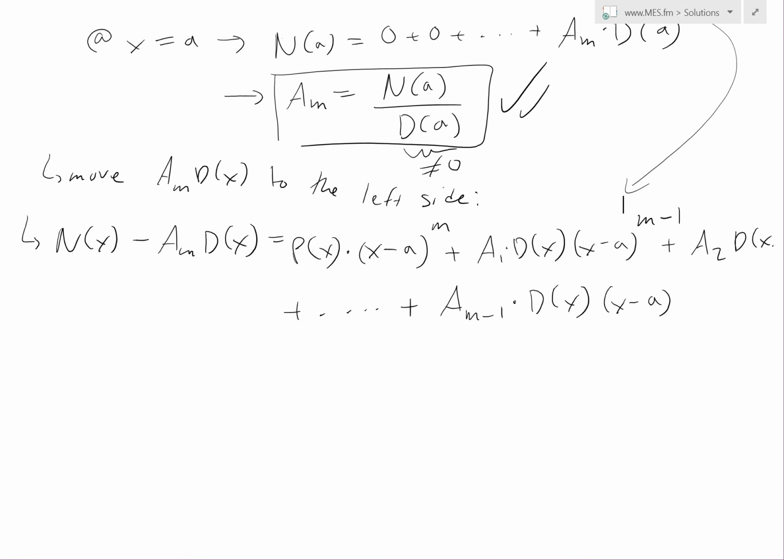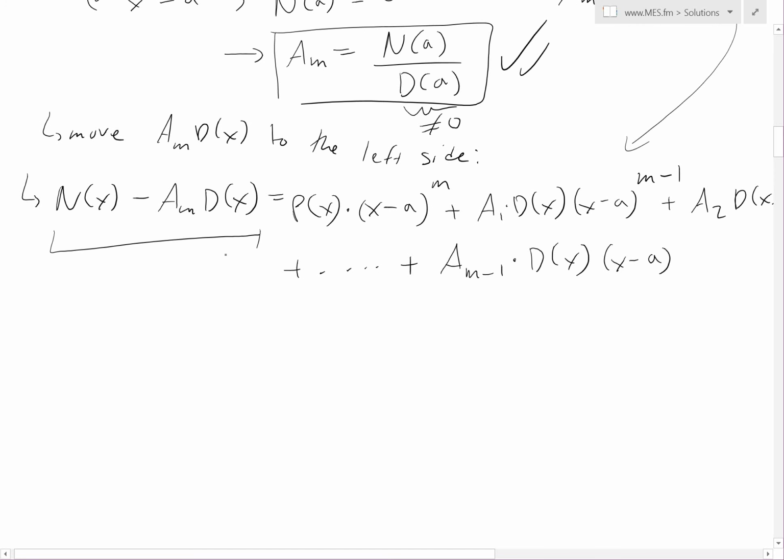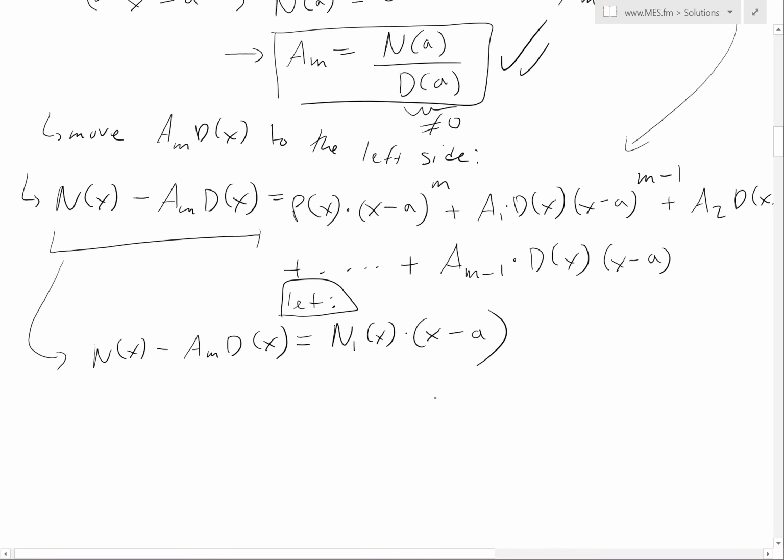So now let's take a look at this side right here. If we put this down here, n of x minus a_m d of x, this whole left side, let's say we let it equal n1 of x times x minus a right here. So we just let it equal to that. So I'm letting this whole thing equal this.